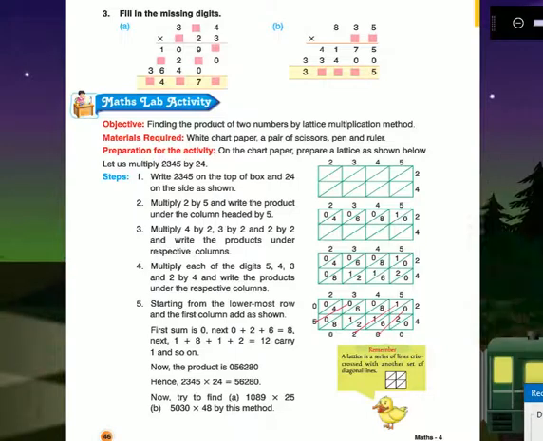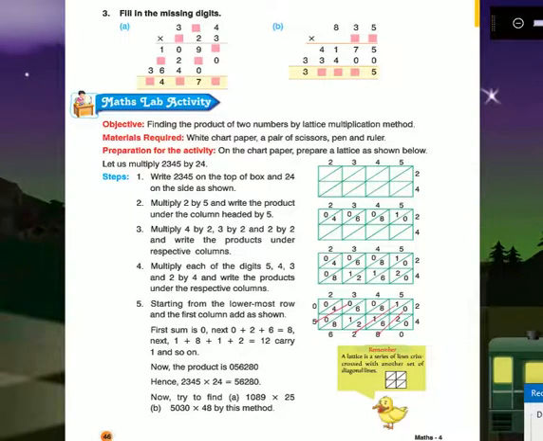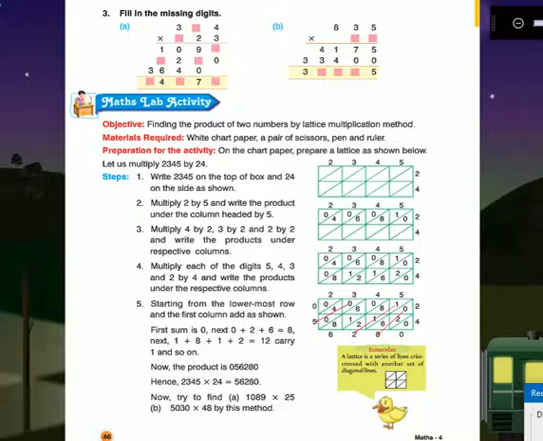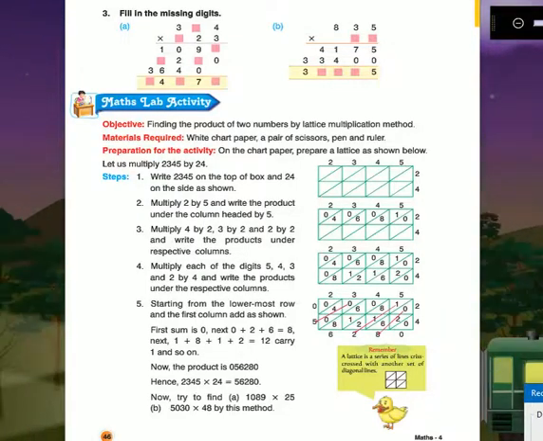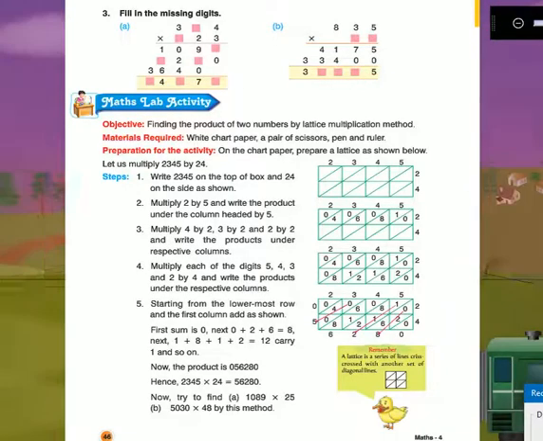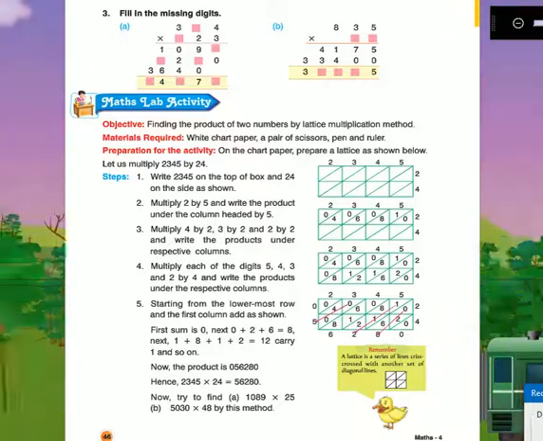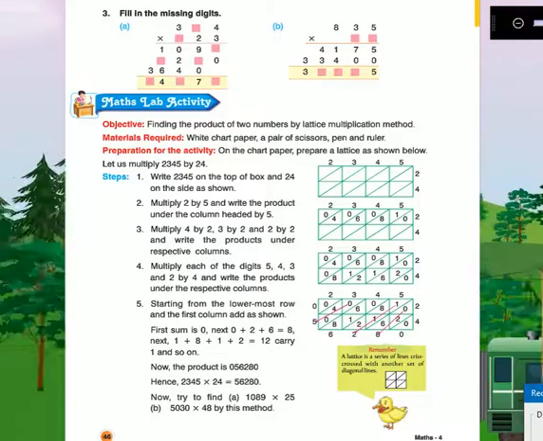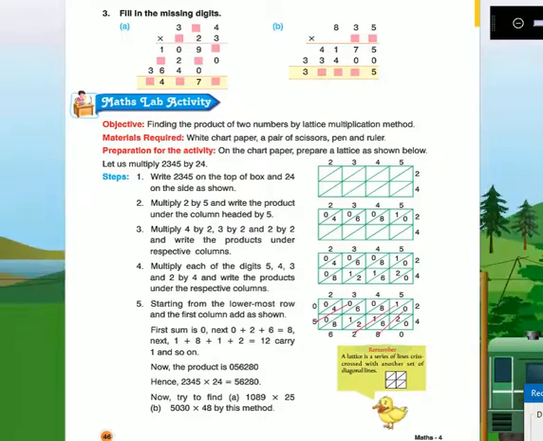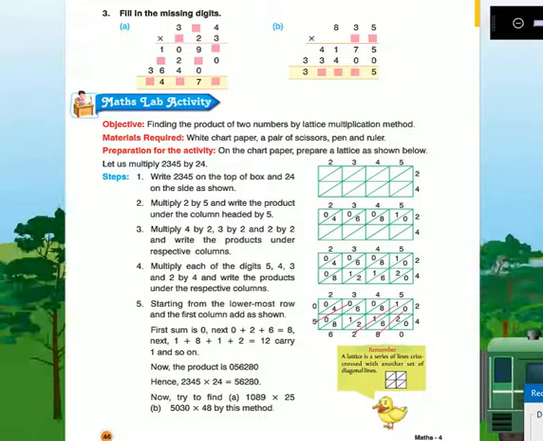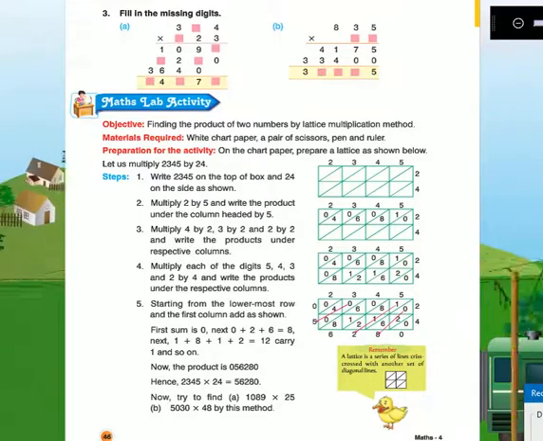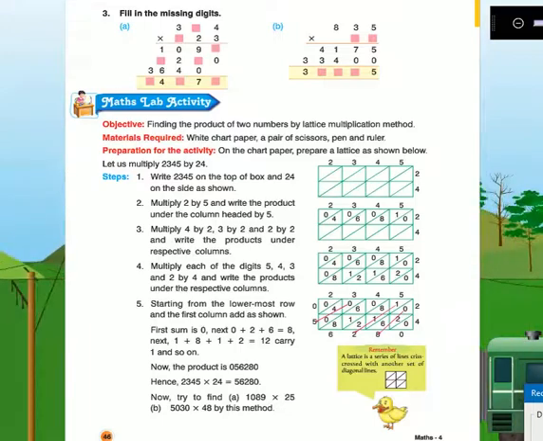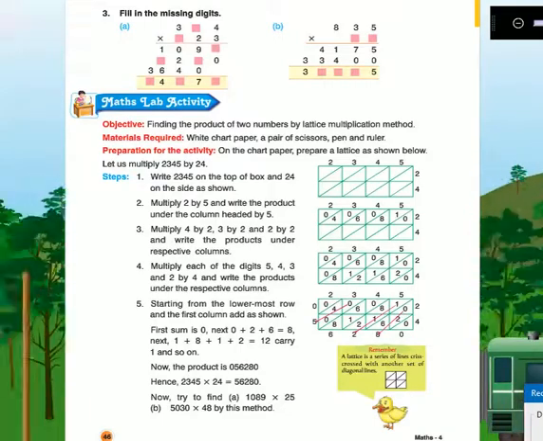Maths lab activity. Objective: finding the product of 2 numbers by lattice multiplication method. Materials required: white chart paper, a pair of scissors, pen and ruler. Preparation for the activity. On the chart paper, prepare a lattice as shown below. Let us multiply 2345 by 24. Steps: write 2, 3, 4, 5 on the top of the box and 24 on the side as shown. Multiply 2 by 5 and write the product under the column headed by 5. Multiply 4 by 2, 3 by 2 and 2 by 2 and write the products under respective columns.